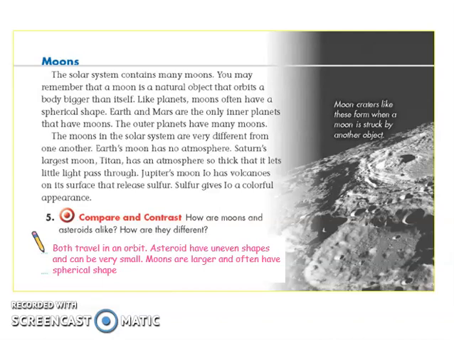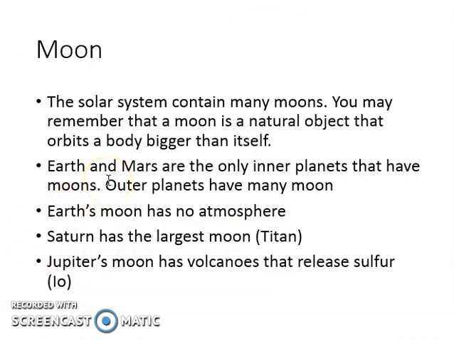moon. The solar system contains many moons. I will make this paragraph summarized. So the solar system contains many moons. You may remember that a moon is a natural object that orbits around a bigger object. Okay, so it means if asteroids, comets, and meteors orbit around the sun, a moon is orbiting a planet. Earth and Mars are the only inner planets that have moons. Outer planets have many moons.